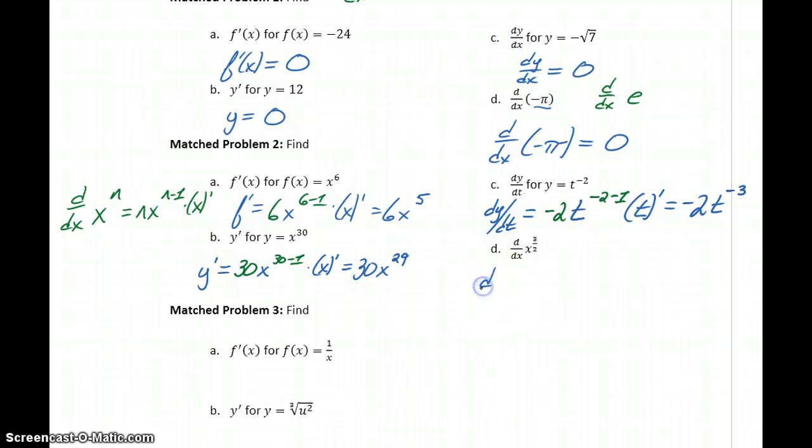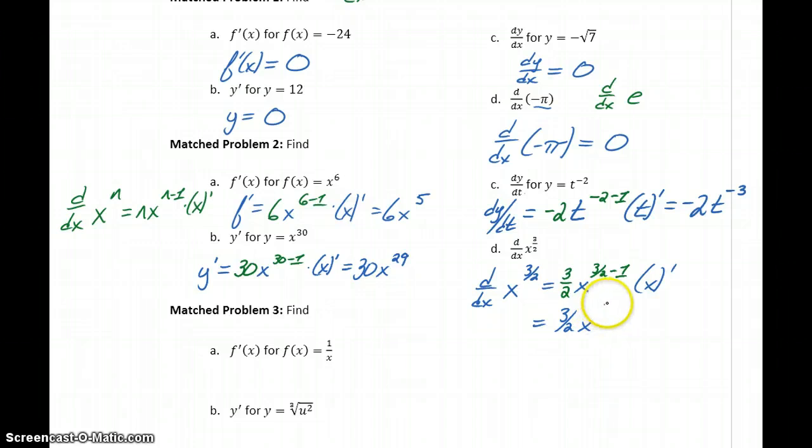Then in part D, we're taking the derivative of x to the 3/2. And again, the same idea applies. The original exponent comes down as a factor in front. We reduce the original exponent by 1. And then multiply by the derivative of x, which will give us 3/2 x to the 1/2. Or similarly, we could rewrite this as 3/2 times the square root of x.